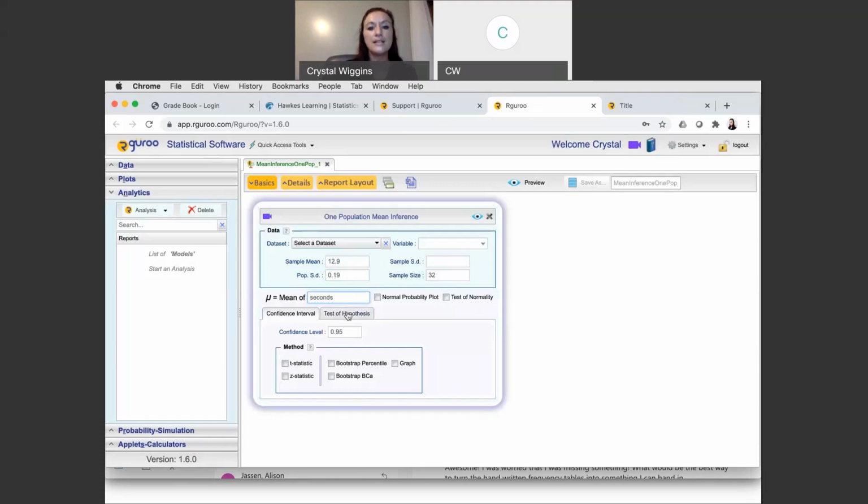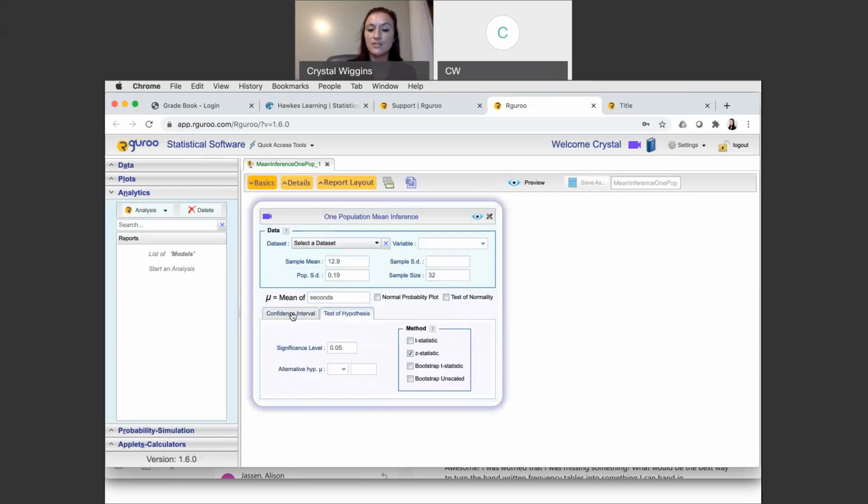So let's hit test of hypothesis. We can do confidence intervals in here too, but we're working on hypothesis testing right now. Change our alpha level, our significance level, to 0.01. The alternative hypothesis, as we know, determines the test, and we set it to less than 13 seconds. That was the claim. Now, because sigma, the population standard deviation, is known, we will use a z statistic. Let's hit our eyeball.